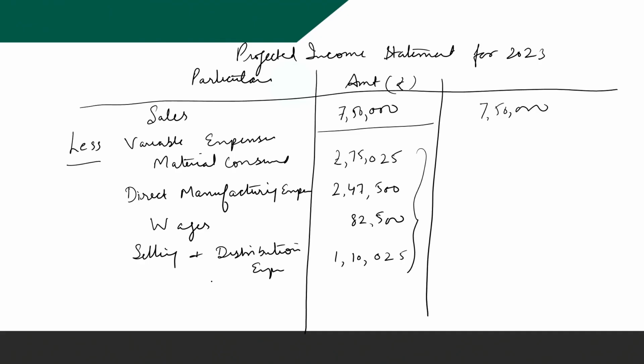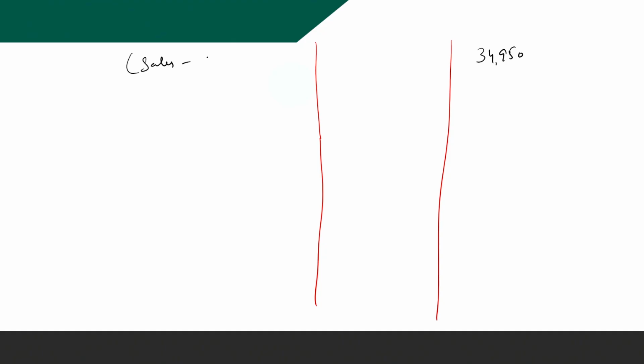After taking their total, we are in a position to calculate total variable cost. The total of these four items will be 7,15,050 rupees. After deducting these variable expenses from sales, we reach the figure of 34,950. This is sales minus variable cost. Then after that, we will consider the different fixed expenses as we just computed.